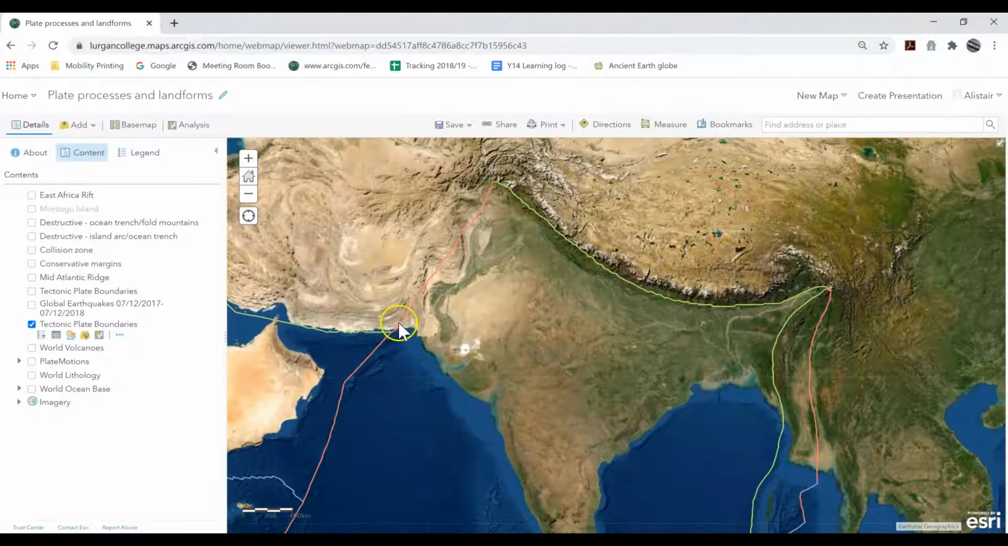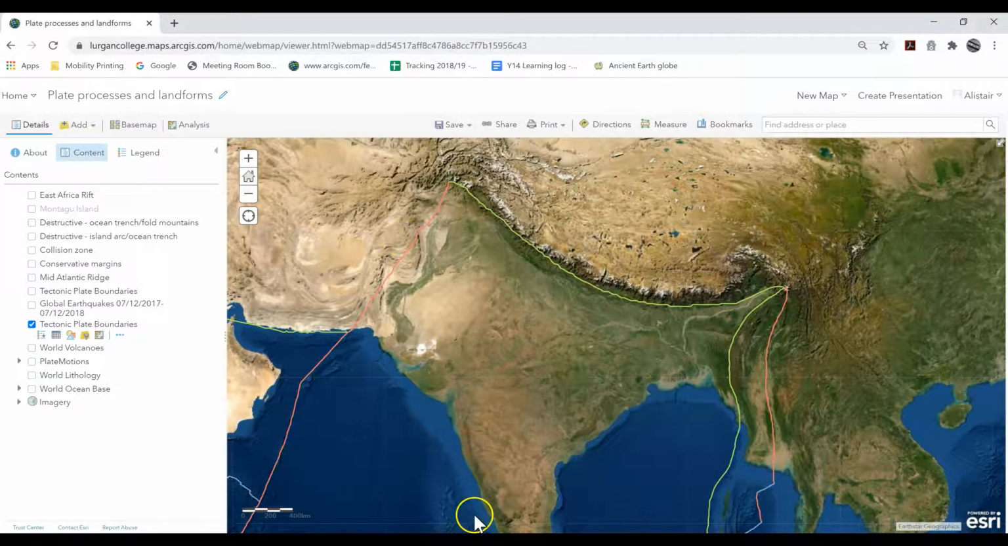Now, if I turn on our plate boundaries, you'll see there's your collision zone there. But you remember what red is? Red's a transform fault, moving alongside each other. Well, it's exactly what you would expect. If India is crashing in that way, this is your collision zone, and as it has crashed into Asia, this is now moving in this direction, this is moving in this direction, so you've got in between them a transform fault.